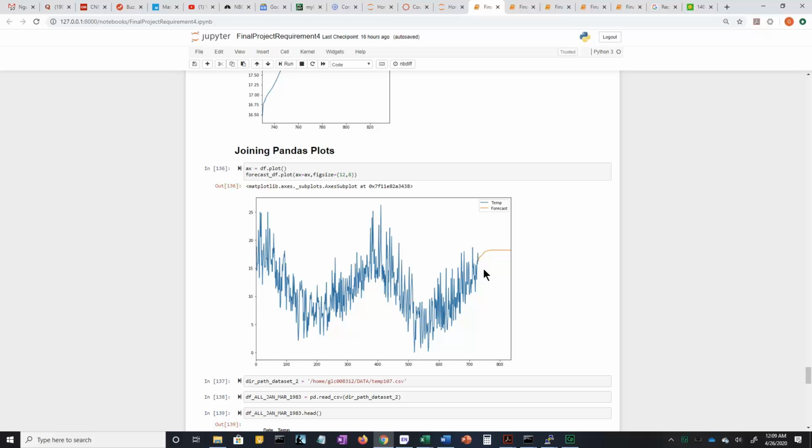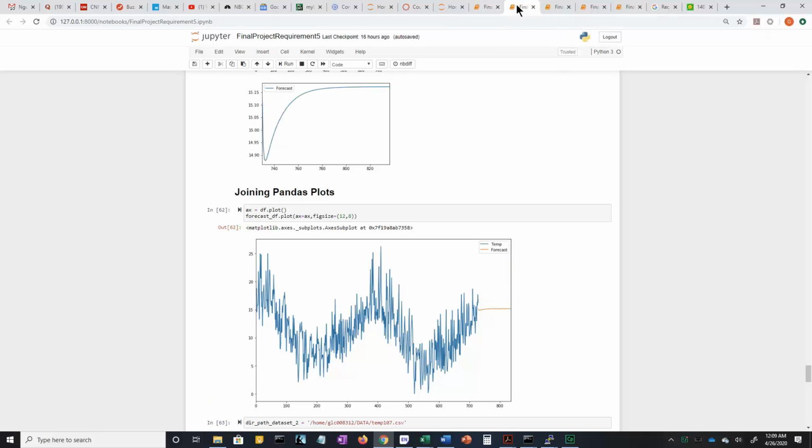Here we see the forecast with the first model, and then the one we just did. It's actually flatter than the previous model. So increasing the dropout rate and the cells in the LSTM layer actually gave us a worse prediction than the first model.